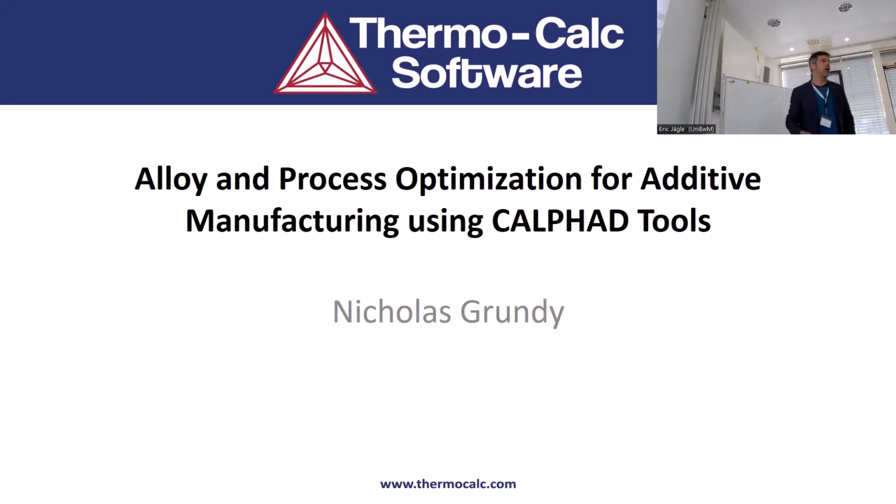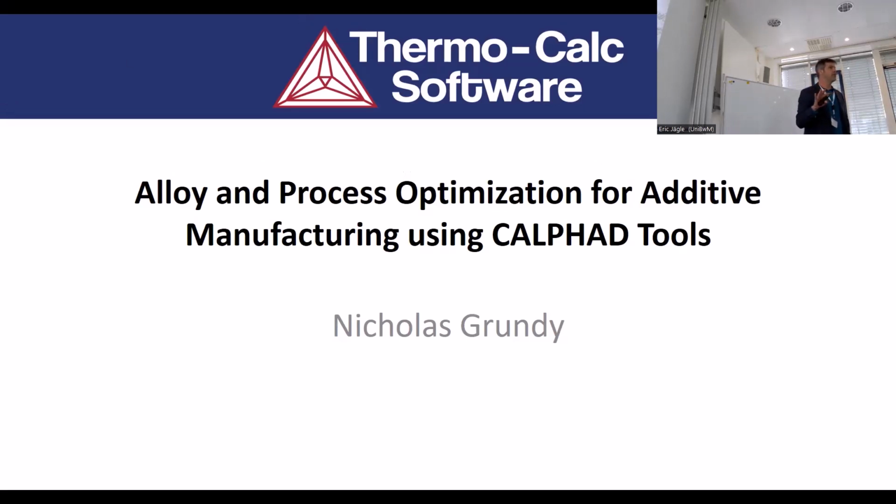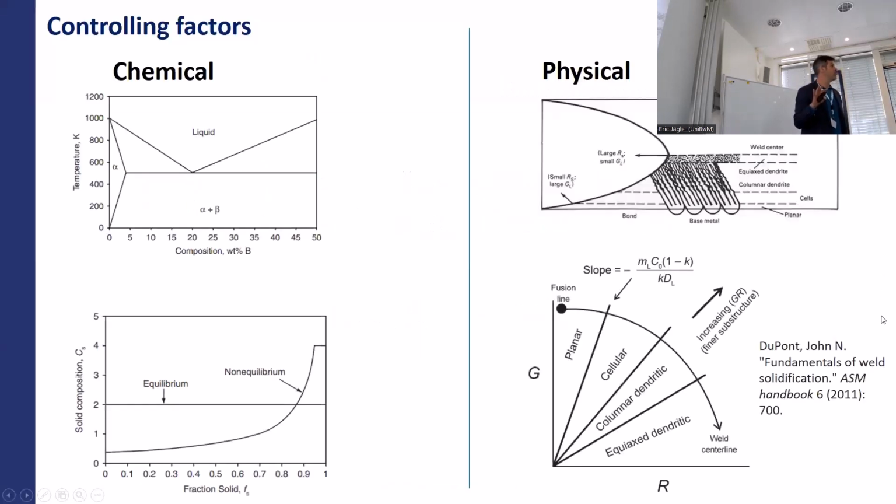First slide. Okay, I will not give an introduction to CALPHAD. I expect people know that. I will also not give an introduction to the Scheil equation, which I'll be talking quite a lot about, so I also expect people to know about that. And I'll jump right into the controlling factors for additive manufacturing. The one I'll be talking about most is the chemical controlling factor.